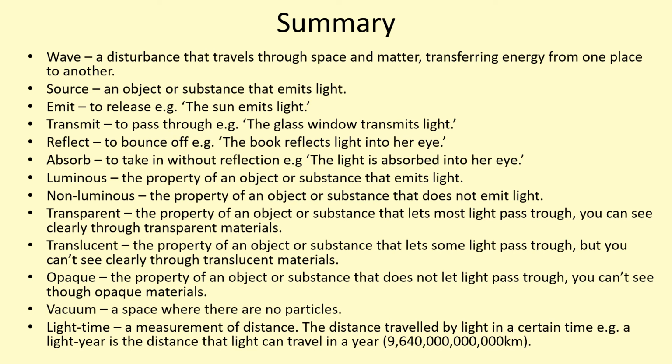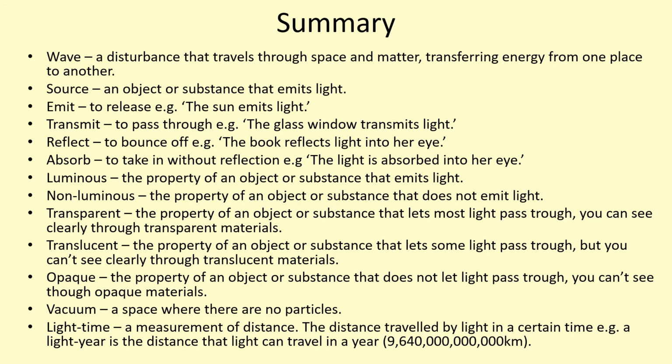Luminous is the property of an object or substance that emits light. Non-luminous is the property of an object or substance that doesn't emit light. Transparent is the property of an object or substance that lets most light pass through. You can see clearly through transparent materials. Translucent things let some light pass through, or most light pass through, but you can't see clearly through them. Opaque materials don't let any light pass through. You can't see through opaque materials.